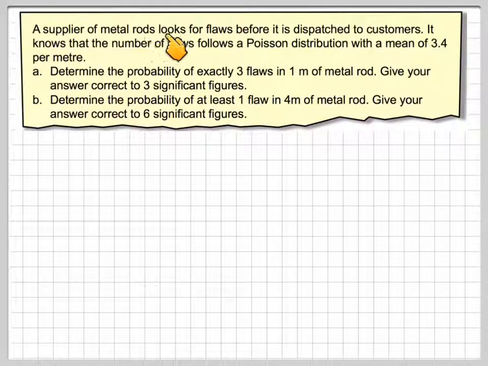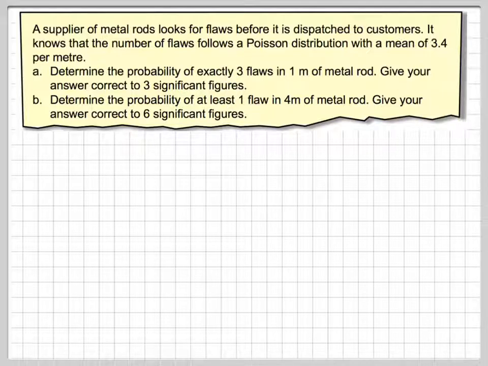A supplier of metal rods looks for flaws before it's dispatched to its two customers. It knows that the number of flaws follows a Poisson distribution with a mean of 3.4 per metre. Determine the probability of exactly 3 flaws in 1 metre of metal rod and give your answer correct to 3 significant figures. Determine the probability of at least 1 flaw in 4 metres of metal rod. Give your answer correct to 6 significant figures.